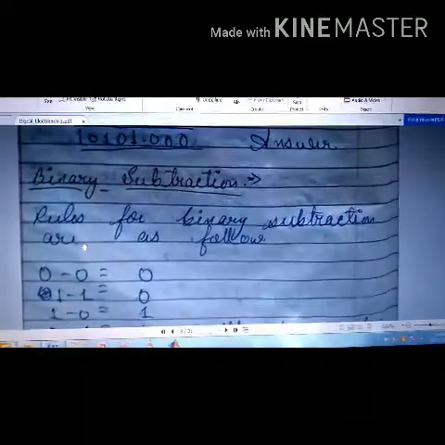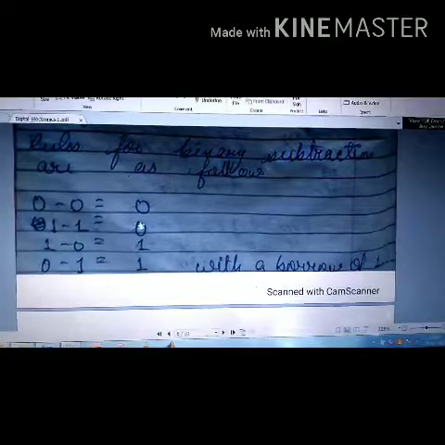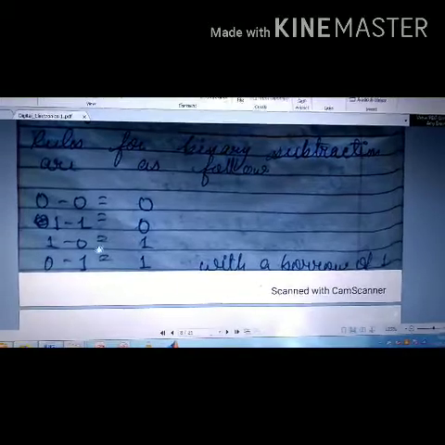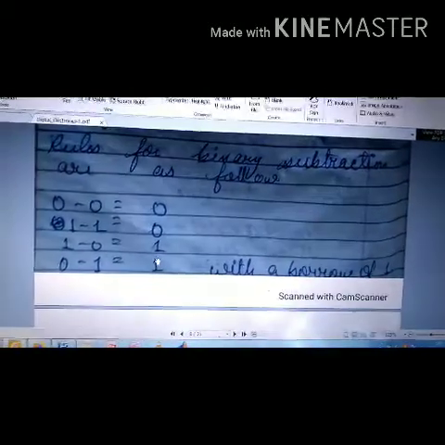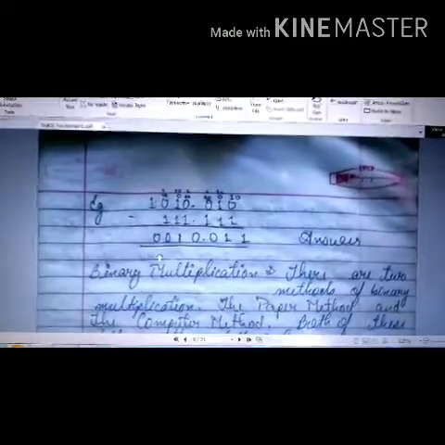Then binary subtraction. Again, the rules are very similar except for a few conditions. Let us look at them. 0 minus 0 is 0, 1 minus 0 is 1, and 1 minus 1 is 0. However, 0 minus 1 is 1, and we will take a borrow from higher digits to this digit to get this answer. Let us look at an example.